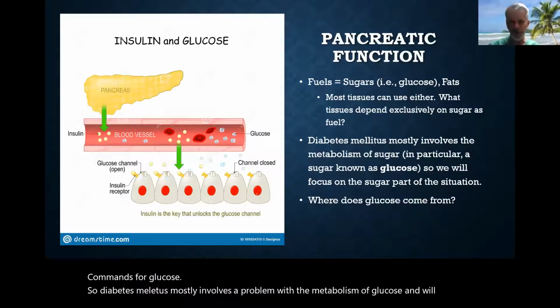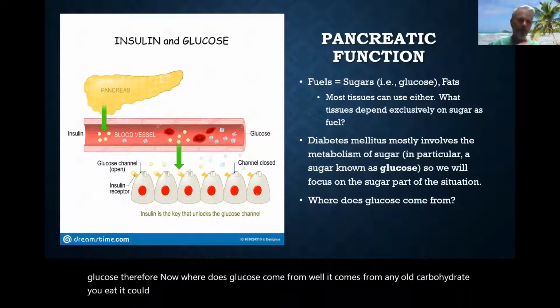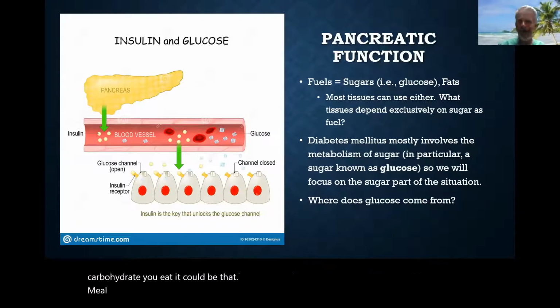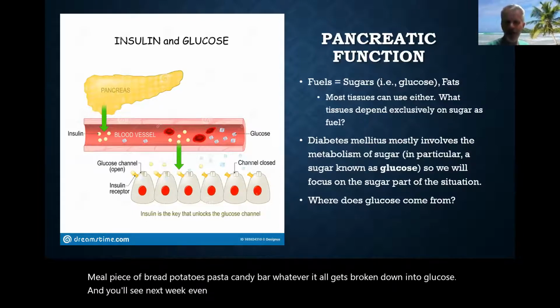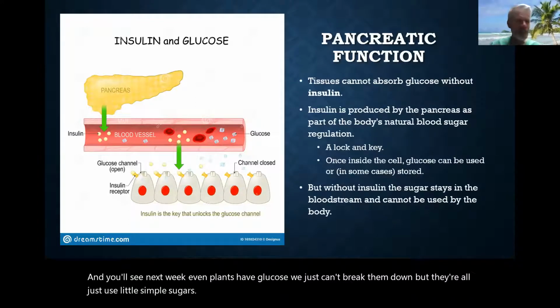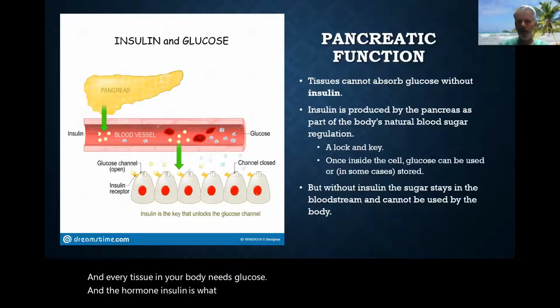Now, where does glucose come from? Well, it comes from any old carbohydrate you eat. It could be that piece of bread, potatoes, pasta, a candy bar, whatever. It all gets broken down into glucose. And you'll see next week, even plants have glucose. We just can't break them down. But they're all just these little simple sugars. And every tissue in your body needs glucose. And the hormone insulin is what allows the tissues to absorb glucose.